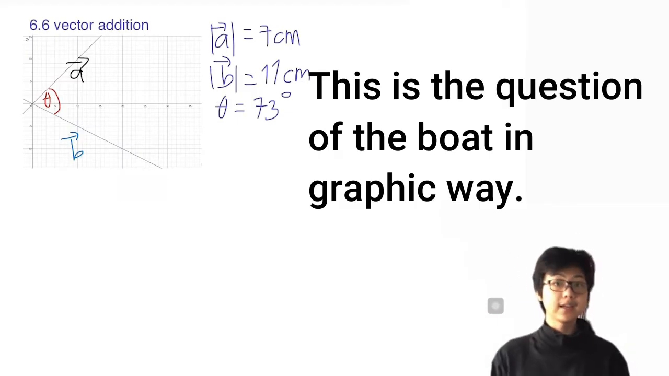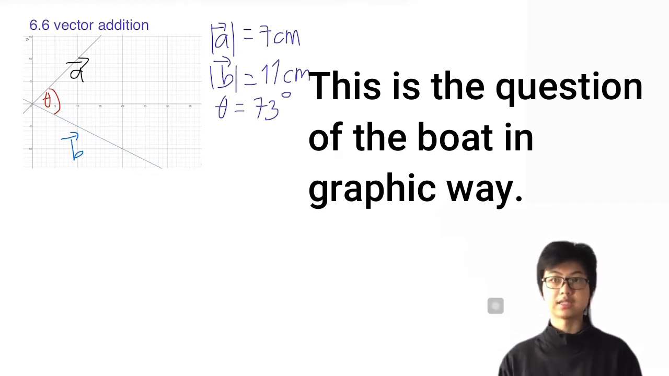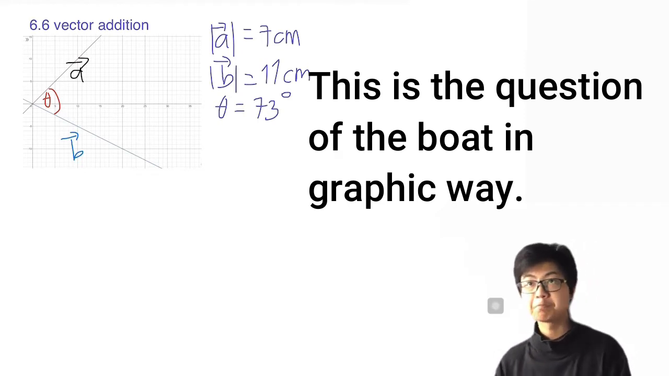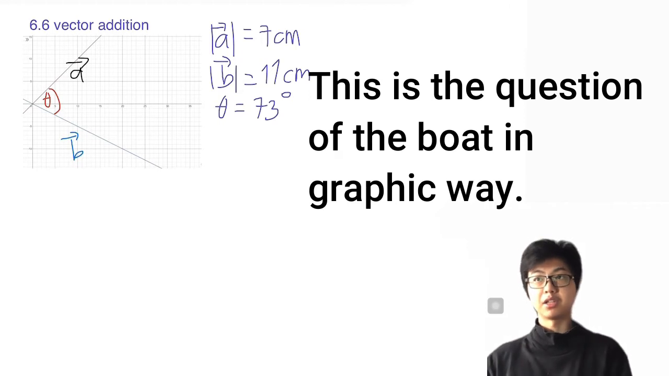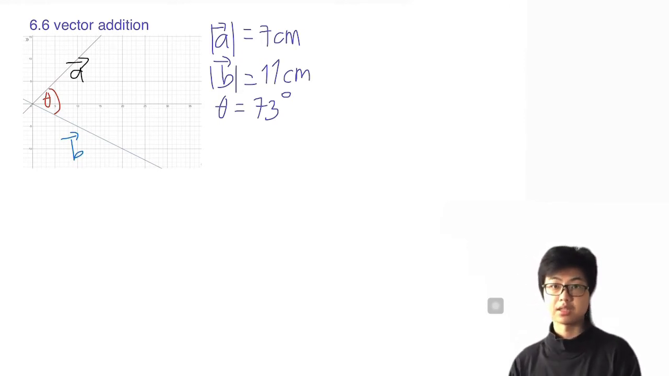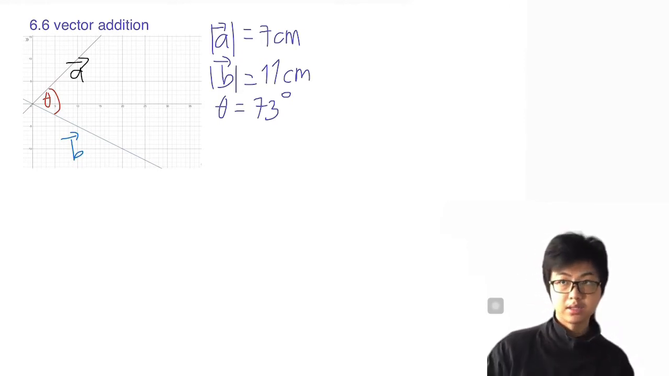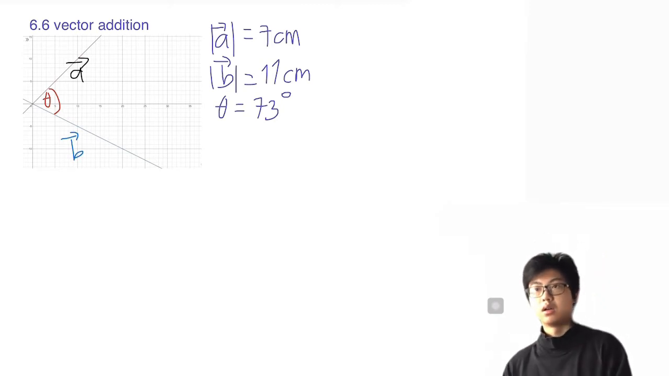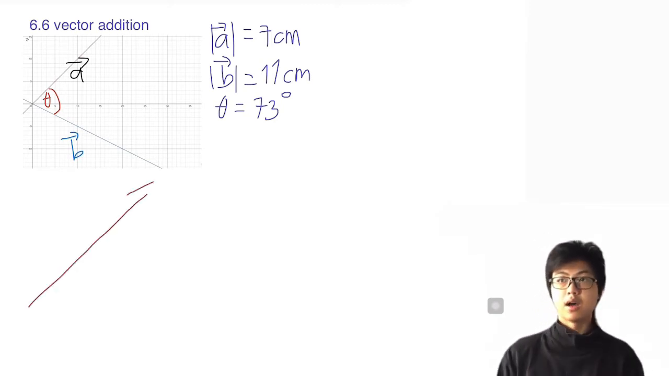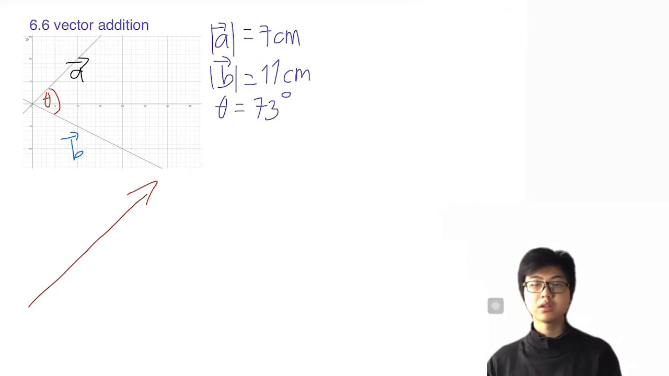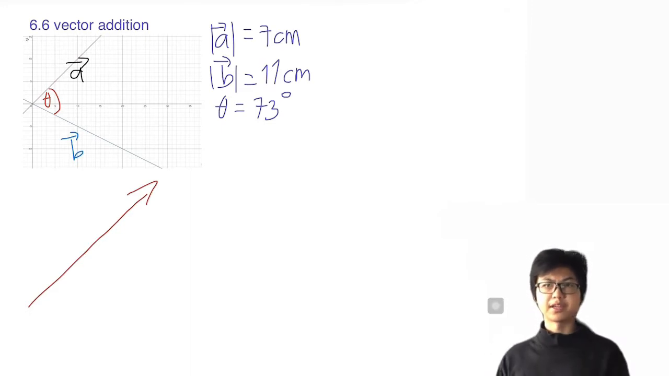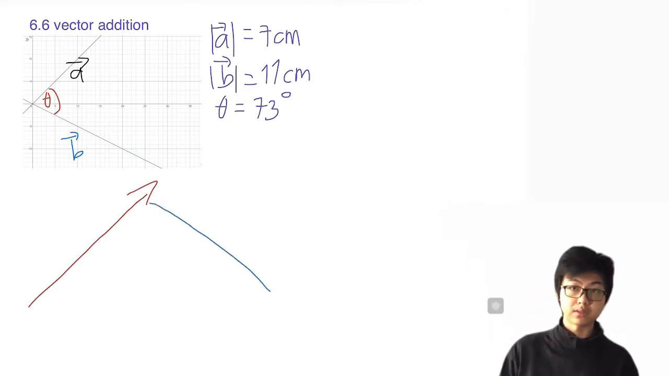Okay, so I put it in a graphic to make it easier for me and for all of us to actually see it. I have A vector 7 centimeters, B vector 11 centimeters, and theta is 73 degrees for this one. I'm just going to draw a triangle on it to make it easier, because we're going to use the law of cosines for this one.